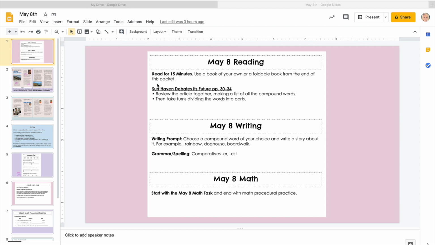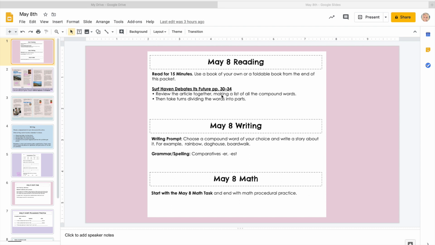Today for reading, again, we're going to want you to read for 15 minutes and use a book of your own or a foldable book from the end of the packet. If you do have an online resource such as Storyline Online, that will also work and count towards those daily 15 minutes of reading.